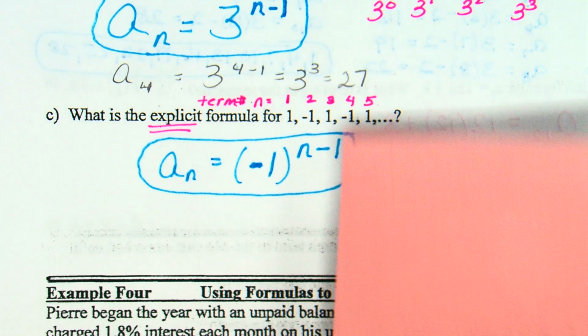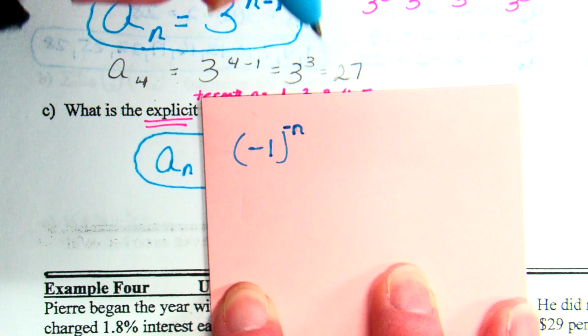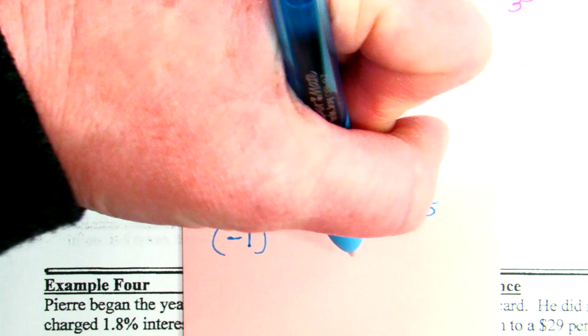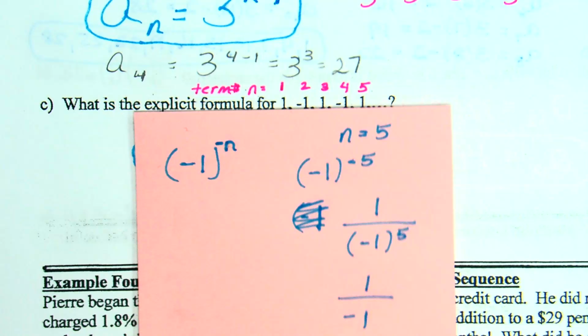Let me try. So if n is 5, negative 1 to the negative 5th. Negative exponent, remember we take it to the denominator. So it's 1 over negative 1 to the 5th. 1 over negative 1. I'm still going to have negative 1 there when I need a positive 1. To the 4? To the negative 4? Nope. I have it most of the way until the very end.